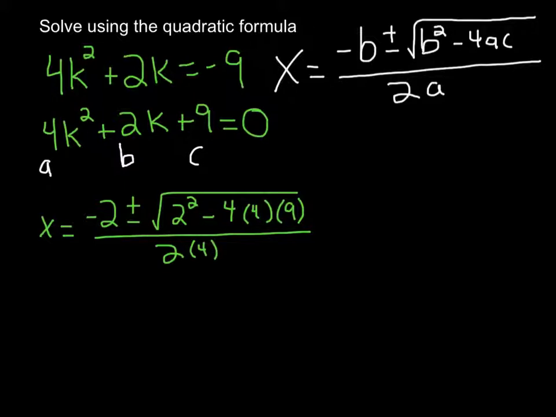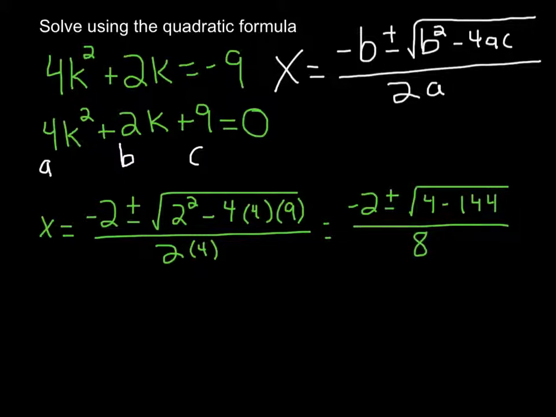Okay, so let's simplify that just a little bit here. Alright, so we're going to go, which equals -2 plus or minus the square root. Okay, so we've got 2 squared is 4. So then we're going to have 4 minus 16, 16 times 9 gives me 144. All divided by 8. Okay, I'm going to bring that down and just write it over here. That's going to be -2 plus or minus the square root of negative 140.